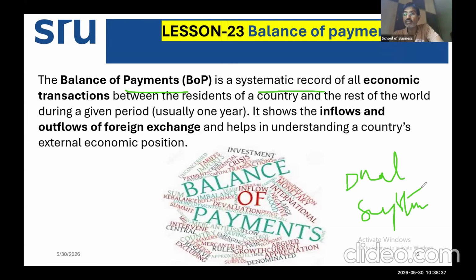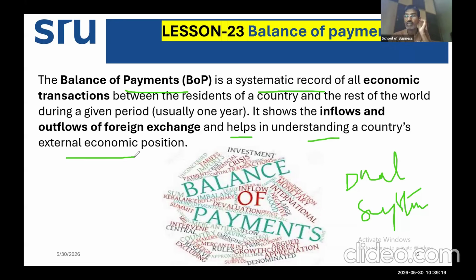Balance of payments is a double entry system, isn't it? And it records all the economic transactions between the residents of a country and the rest of the world. Means the persons who are connected in the form of trade with India, whether you are importing or exporting, all the transactions will be entered into a dual entry system ledger, that is balance of payments. The inflows and outflows of foreign currency will help in understanding the country's external economic position. So this is what is most important.